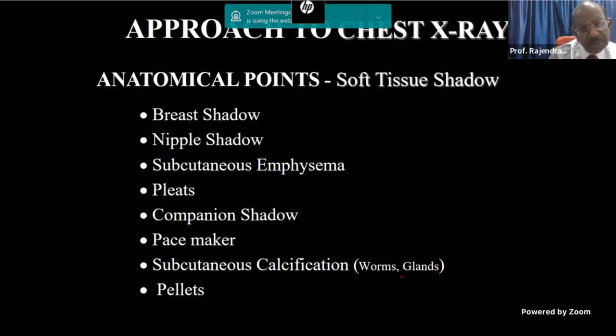In the soft tissue shadow, you may see many things like breast shadows, which may be absent, nipple shadows, and, very important, subcutaneous emphysema. You may see so many things in the subcutaneous plane.